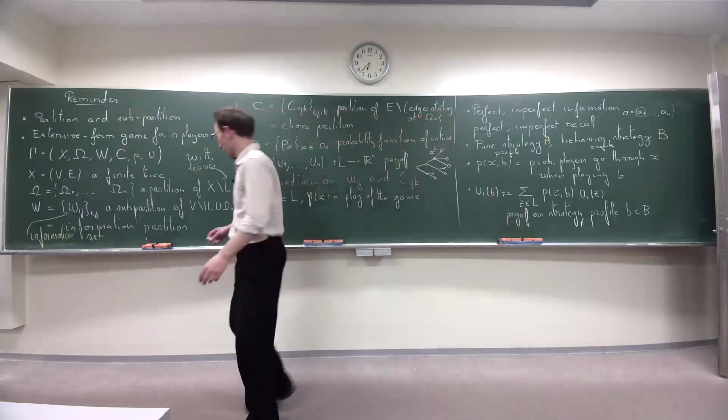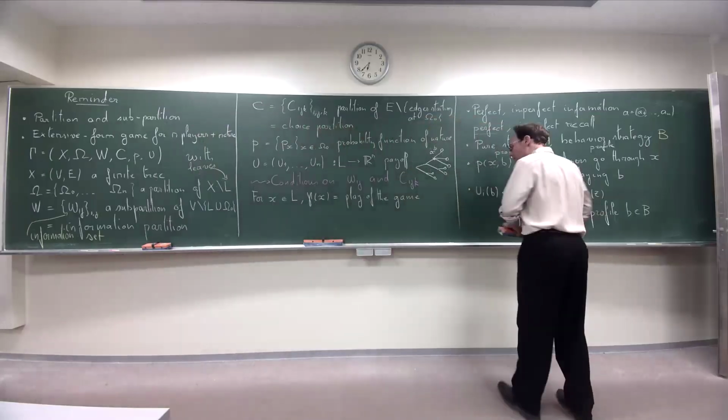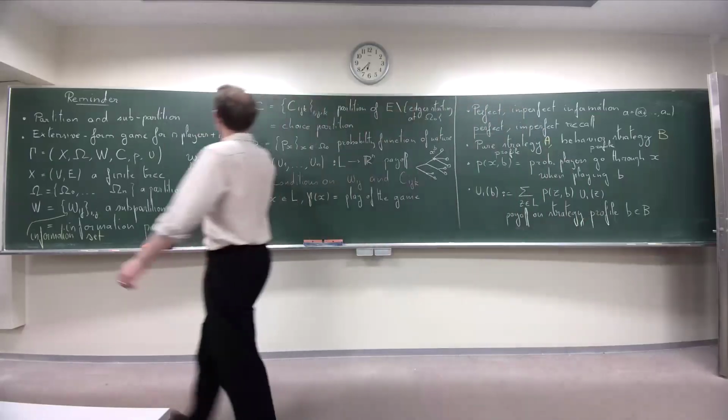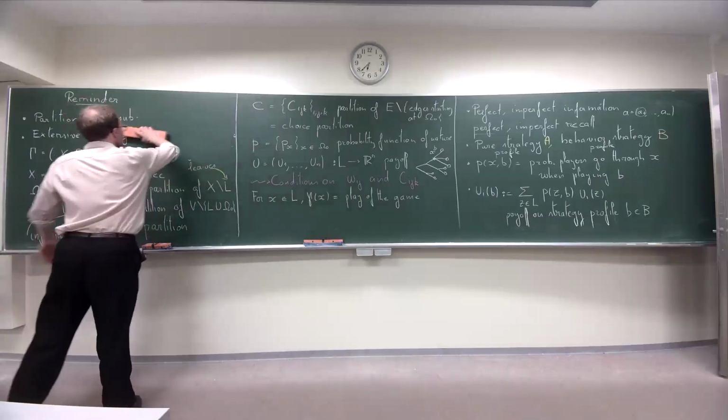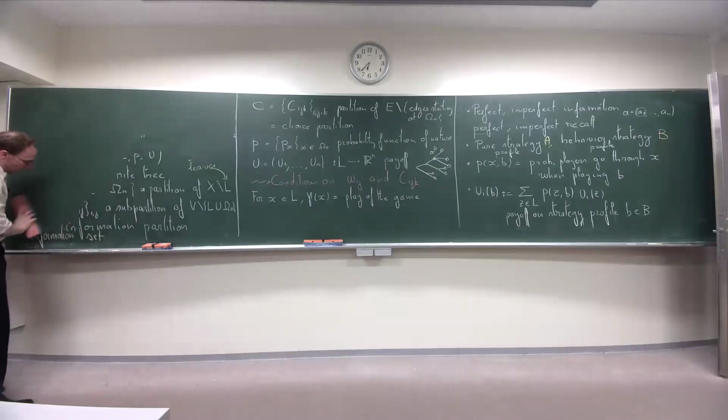Okay. So an extensive form game is not a simple object, but if you draw some examples, you can easily see what it is.